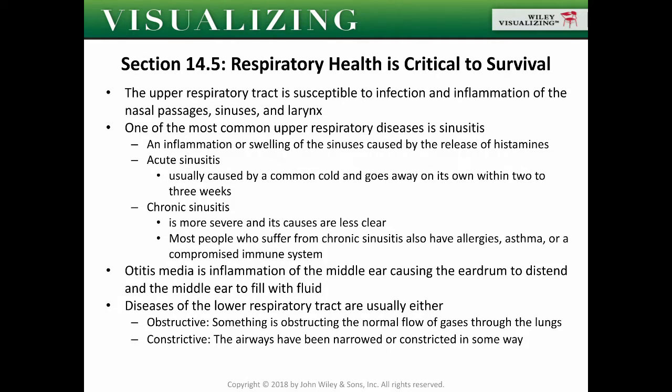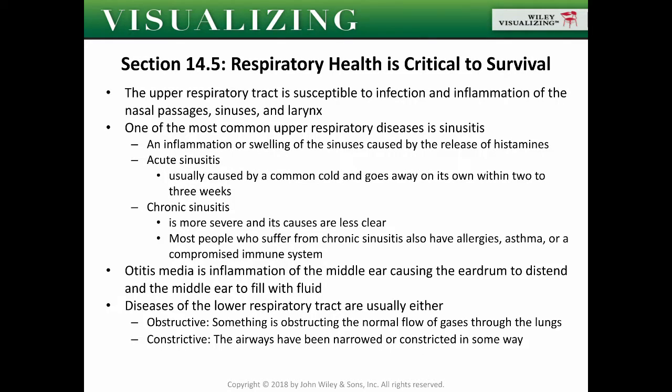So in the upper respiratory tract, we have sinusitis. This is inflammation or swelling. Sinusitis can cause blockages in the upper respiratory tract. There are the acute and the chronic forms. Chronic sinusitis is more severe and the causes for chronic sinusitis are less clear. When we say less clear, there is little information; we're still researching on that. Most people who suffer from chronic sinusitis also have allergies, asthma, or a compromised immune system.